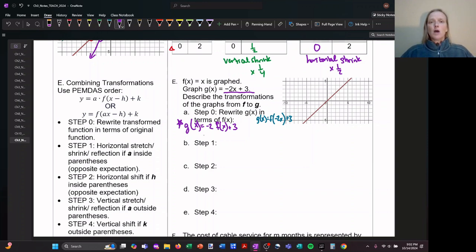So I've rewritten this function in terms of x so that I can really focus on what's being added, what's being multiplied, and at what time I'm doing the adding or the multiplying.